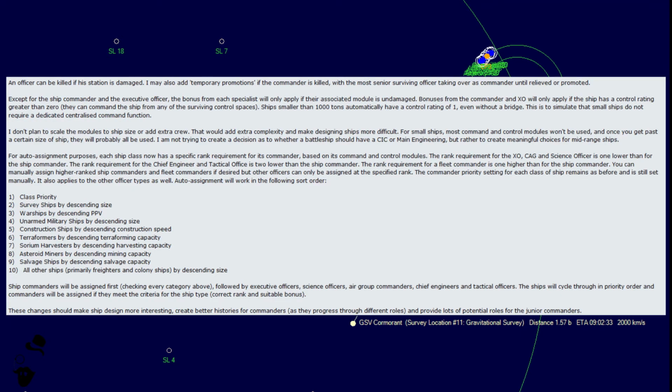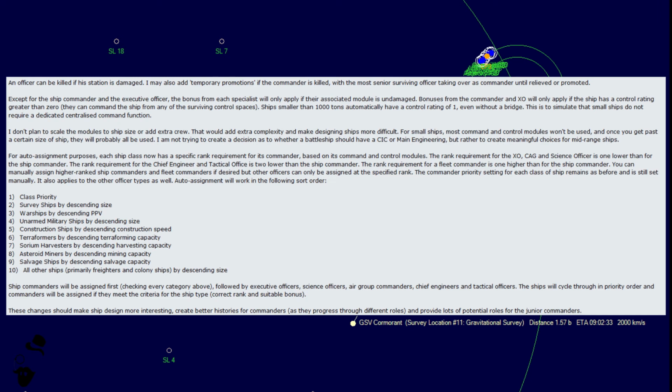Now, the officer can be killed if his station is damaged. There may also be added temporary promotions if the commander is killed, with the most senior surviving officer taking over as commander until relieved or promoted. So, like battlefield promotions. Except for the ship commander and the executive officer, the bonus from each specialist will only apply if their associated module is undamaged, and bonuses from the commander and XO will only apply if the ship has a control rating greater than 0. So they can command the ship from any of the surviving control spaces.